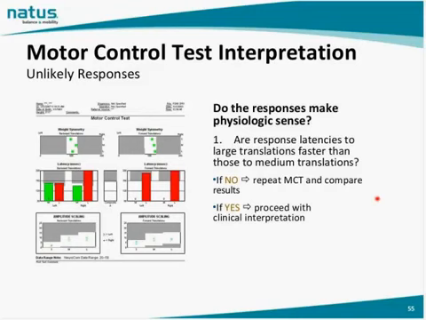So the question is, does it make physiological sense? That is a question that does not apply just to the motor control test, but also all the way back to the SOT. Every step of the way, is what you're seeing consistent with what you know about physiology and anatomy and neuroanatomy of this patient and what you know about this patient's capabilities? So if no, repeat the exams and compare the results. And if it does make sense, you can proceed with the clinical interpretation.